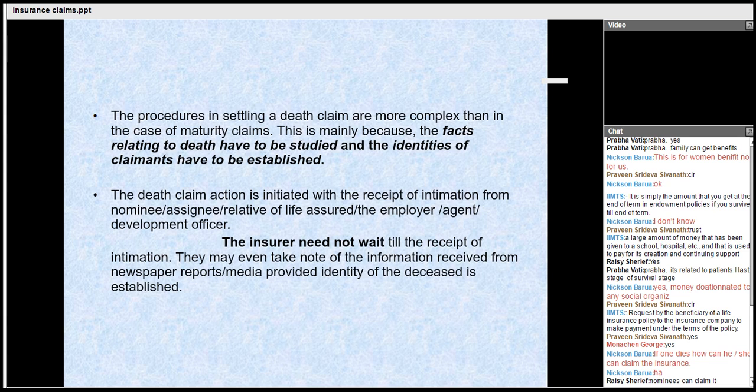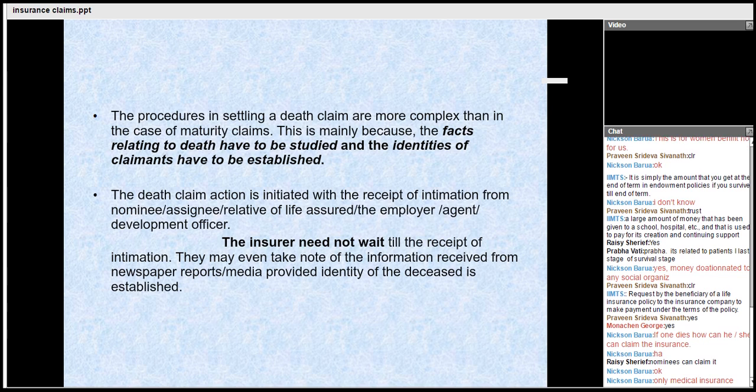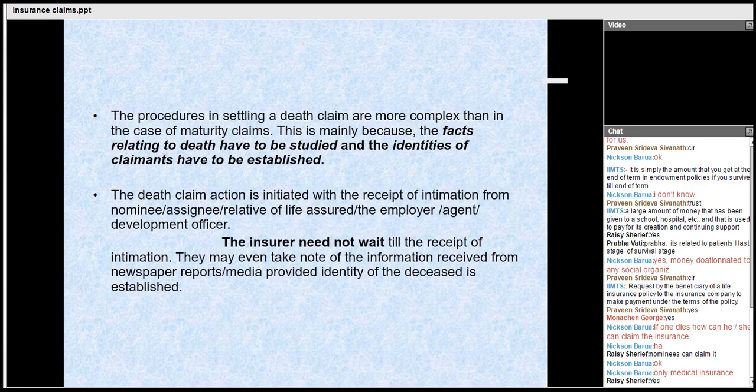Endowment is a large amount of money that has been given to schools or hospitals, used for their creation and support. Fine. Endowment is a large amount of money which you give to some school or hospital. Okay, in every policy you will find two nominees, right? So what is this survival benefit claim? It is the amount that you get at the end of the term in endowment policies if you survive till end of term. Okay, fine.